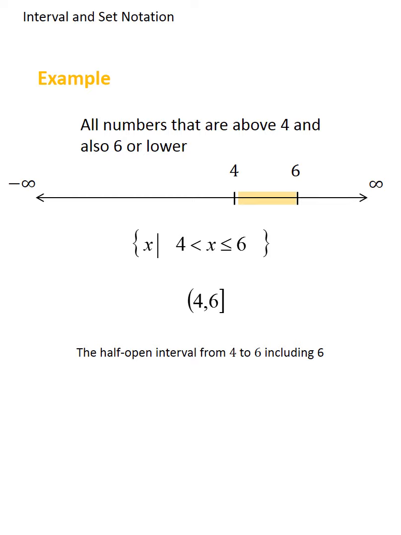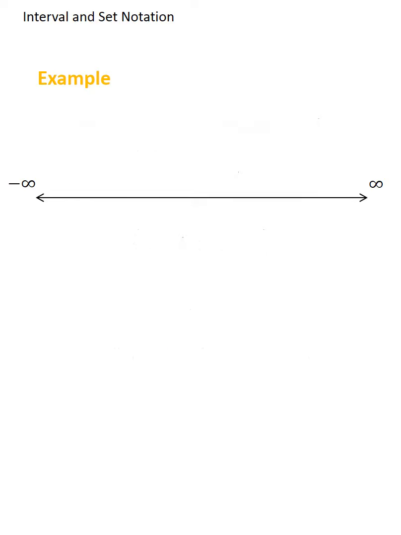So, notice the parentheses at the 4 represents that 4 is not a member of this set. The bracket at the 6 represents that 6 is a member of this set. Let's consider all numbers -5 or higher, represented here.